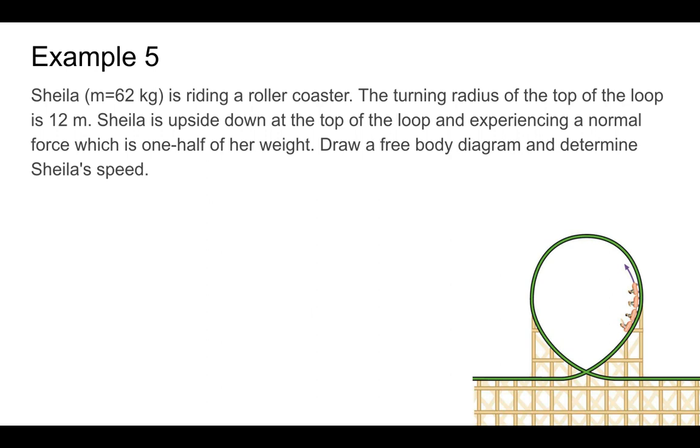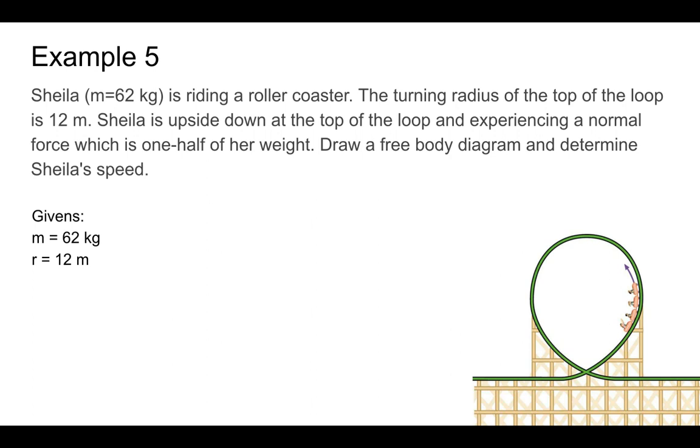Sheila is upside down at the top of the loop and experiencing a normal force, which is 1/2 of her weight. Draw a free body diagram and determine Sheila's speed. So we first and foremost write down our givens. We get that Sheila's mass is 62 kilograms. The radius of curvature is 12 meters.